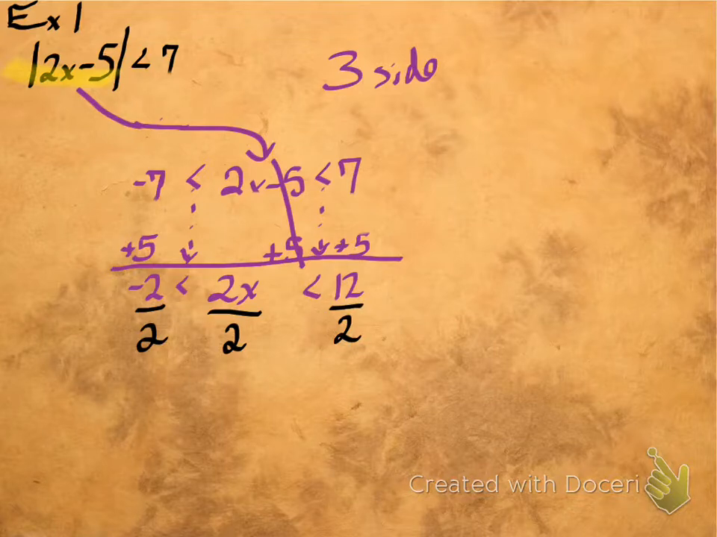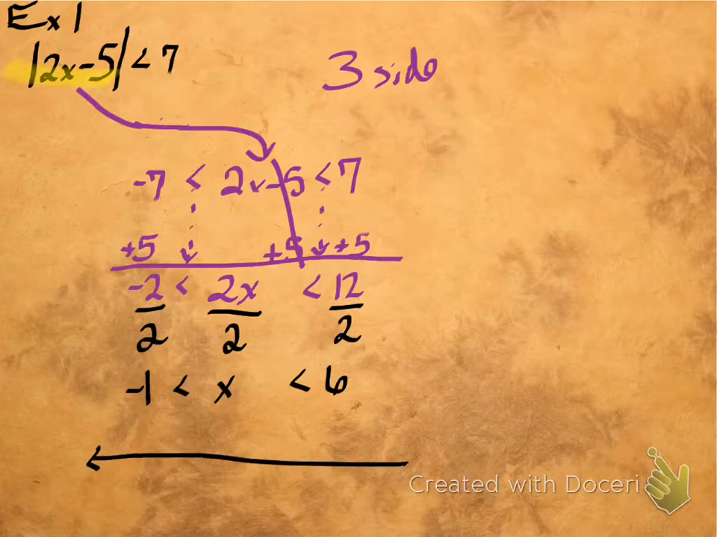And that leaves me with negative 1 is less than x, which is less than 6. These are your sandwich inequalities. And when I do a number line, I don't actually draw out all my pieces. I draw in my 0 and my points. And so negative 1 is to the left of 0. Positive 6 is to the right.